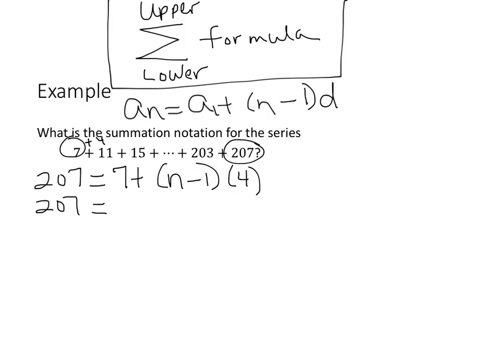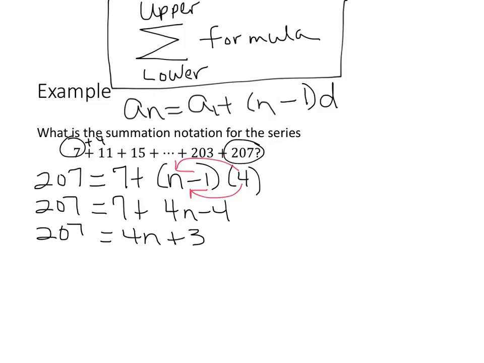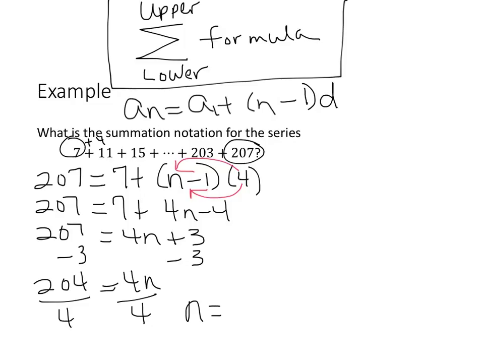Alright, so we distribute our 4. So we have 7 plus 4n minus 4. Then we're going to combine our like terms, 4n plus 3. Then we're going to get n by itself. We're going to get rid of our addition, and 204, and we're going to divide by 4. So that tells me that our n is 51.